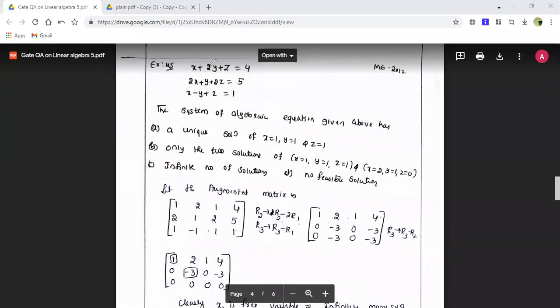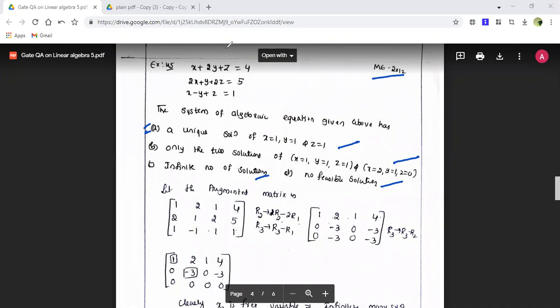If you see, this is our system, guys, the system of algebraic equations, and this question was asked in 2012 for the mechanical engineering branch. The system of algebraic equations given above has: a unique solution, two solutions, infinitely many solutions, or no feasible solution. So let's understand this particular problem.